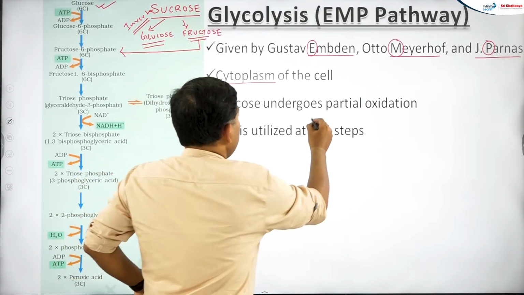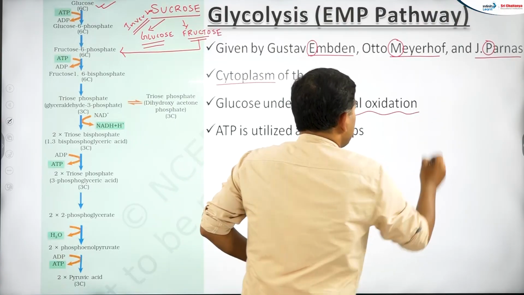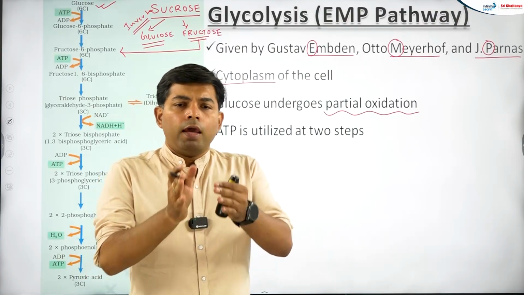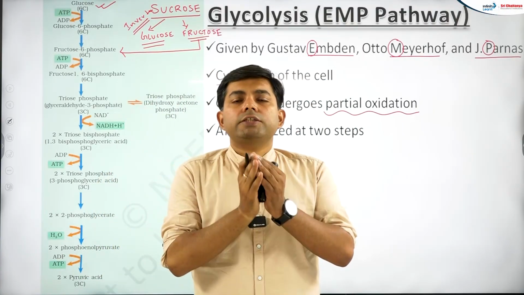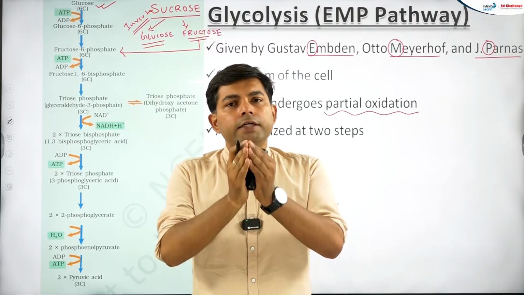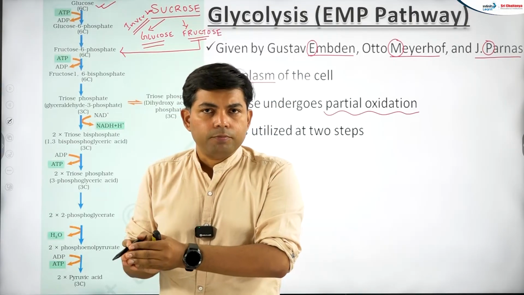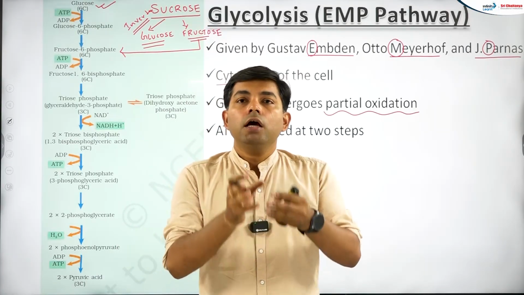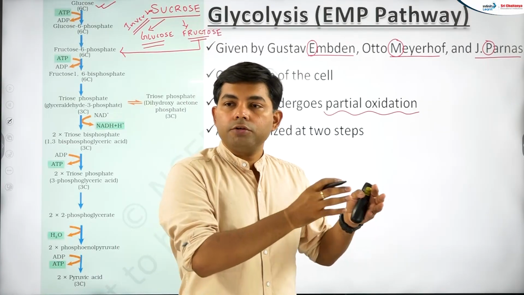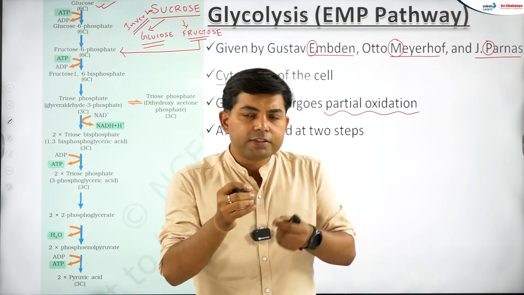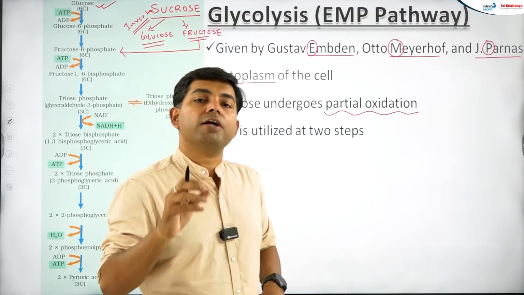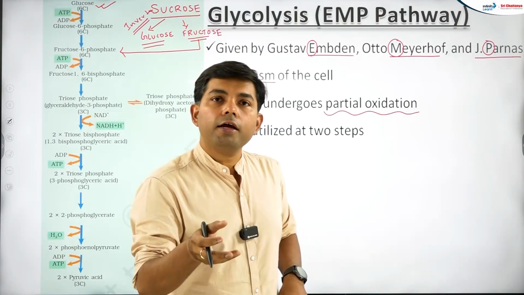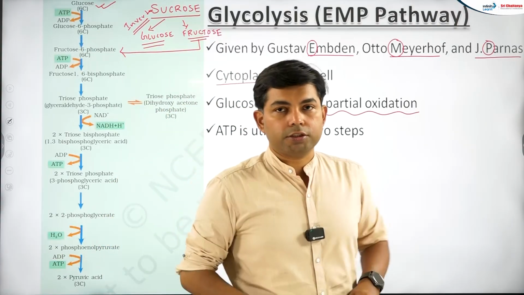Then it undergoes partial oxidation. See, anaerobic respiration always undergoes partial oxidation. It's only in aerobic respiration that complete oxidation will take place. Now, what is the difference? How will you identify whether it is a partial oxidation or a complete oxidation?